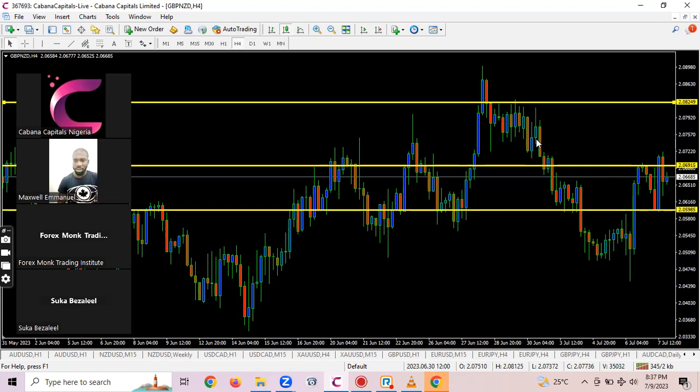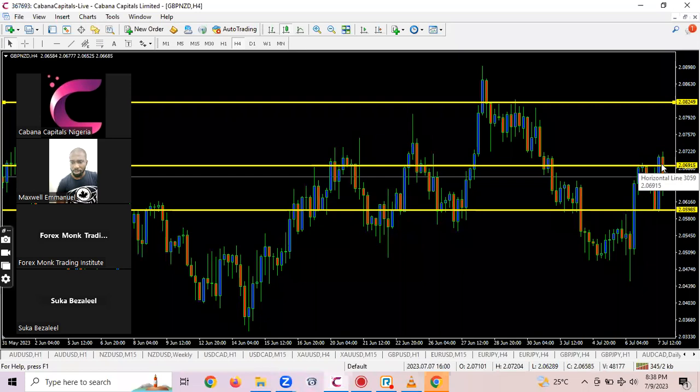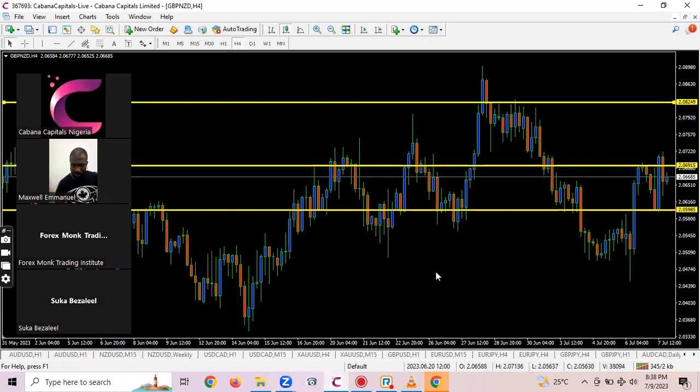Why? Fair value gap or order block? It's an order block and it has a fair value gap. So far, this consolidation has been taken out, so I'm expecting it to go to that point before selling. If a 4-hour candle closes above this level, there's a high probability that it will get to this resistance. Okay, so we'll see how it plays out.